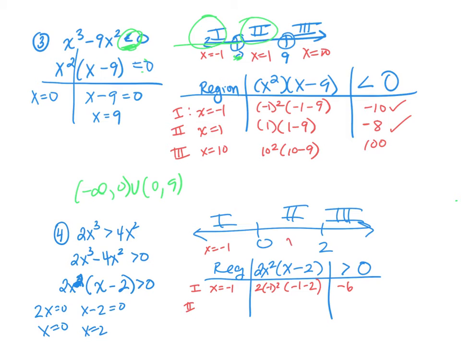Let's look at region 2. Let's pick x equals 1. So we get 2 times 1 squared, 1 minus 2. That'll be 2 times -1, -2. That is still not greater than 0.